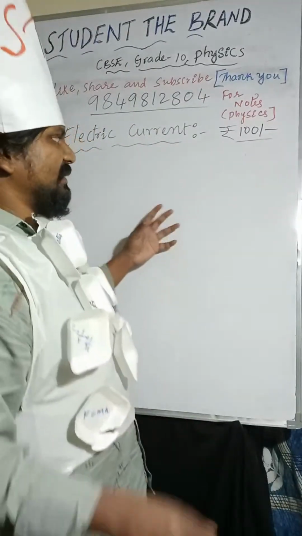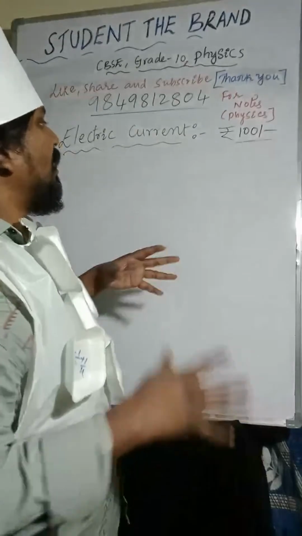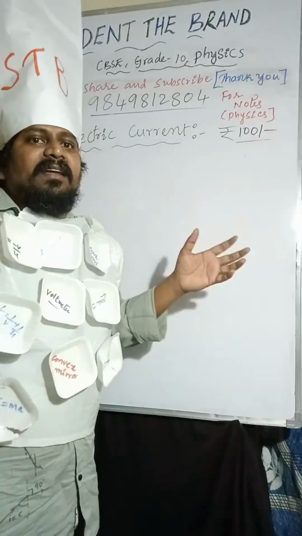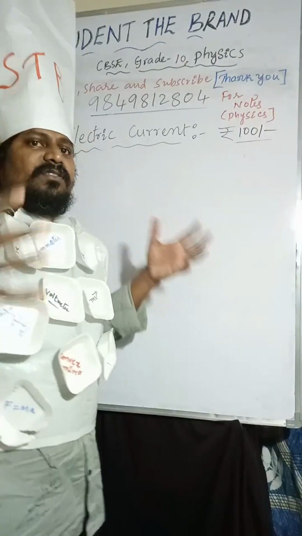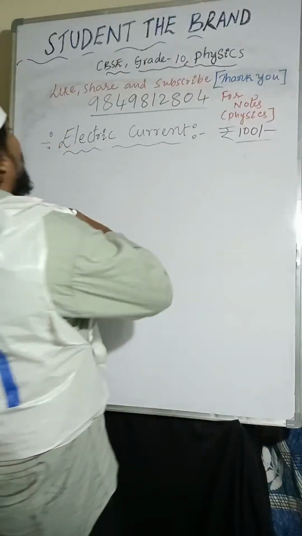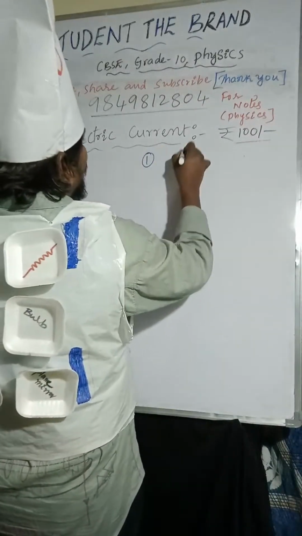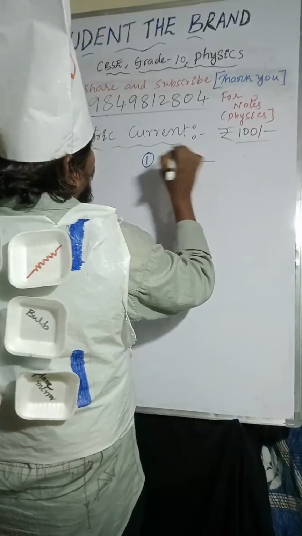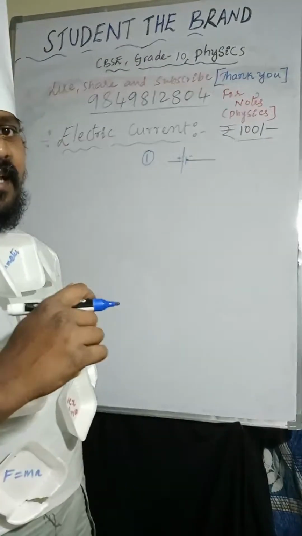So where are we? Electric current. Now we are going to discuss electrical elements. What are those? I'm taking the positive terminal and the negative terminal. That is a cell.